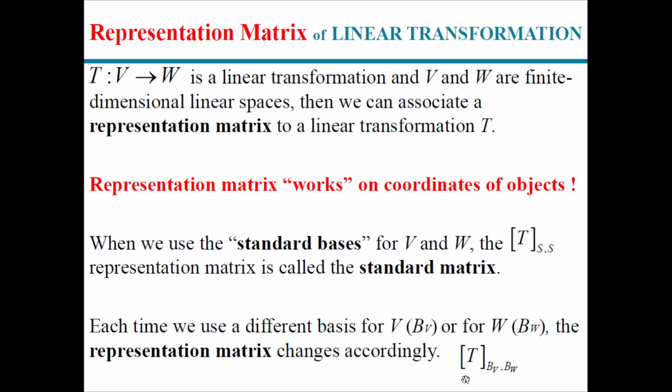So this representation matrix works on coordinates of objects, which means when you multiply this matrix by a vector, you will multiply by a coordinate vector relative to basis BV. We will see how to do all this. But what really matters is to remember that the representation matrix works on coordinates of objects, whereas the linear transformation itself works on objects themselves.